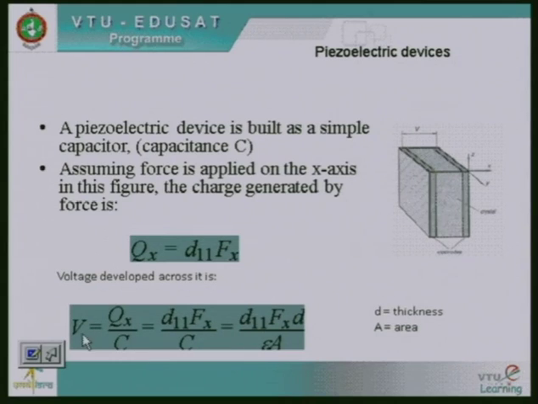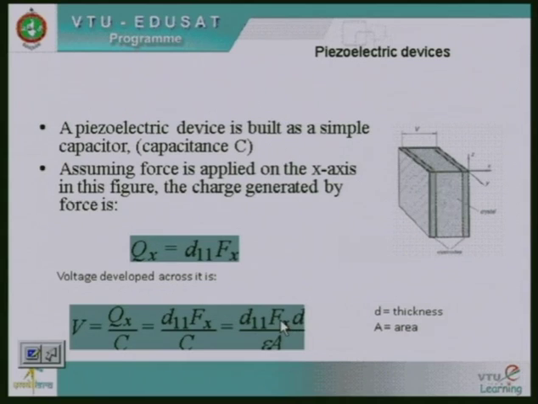Substituting for Q, we now have voltage given by d Fx by C, where C is given by epsilon A by D, where D is the thickness and A is the area of cross section of the device. So if you apply a force on the piezoelectric device, a voltage is going to get generated, and that voltage is given by V is equal to d11 Fx D by epsilon A, and that is the basic working principle of a piezoelectric device. So we are now able to convert the change in the force to voltage.